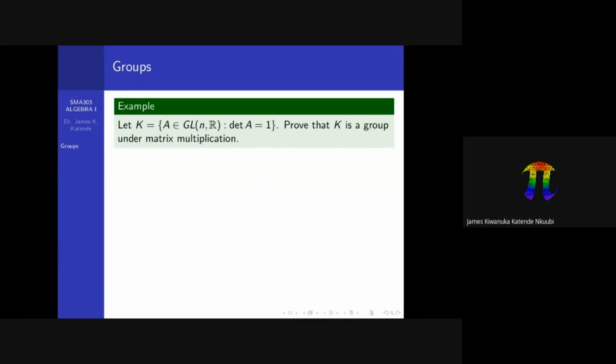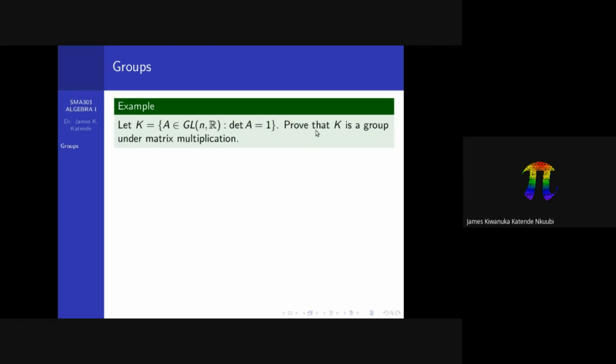So here is another example. We have the set K, which consists of all invertible matrices. Remember, this general linear group consists of invertible matrices, but we want to limit ourselves to just those that have determinant 1. So again, this is just a subset of this general linear group. And that limits us to only the matrices that have determinant 1.